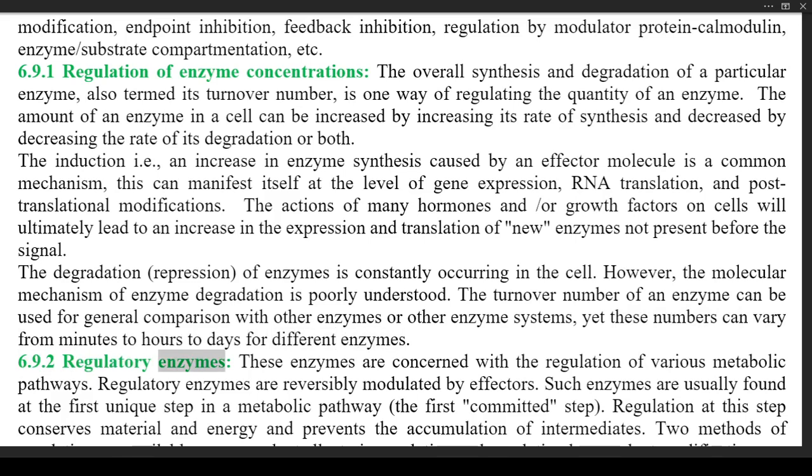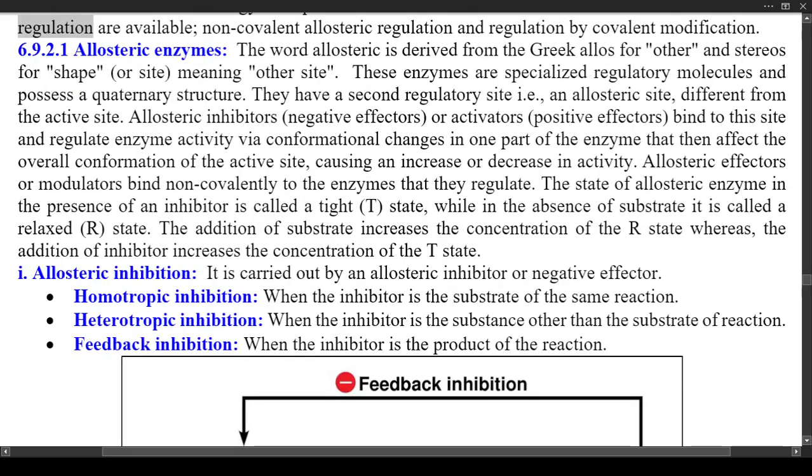6.9.2 Regulatory enzymes. These enzymes are concerned with the regulation of various metabolic pathways. Regulatory enzymes are reversibly modulated by effectors. Such enzymes are usually found at the first unique step in a metabolic pathway, the first committed step. Regulation at this step conserves material and energy and prevents the accumulation of intermediates. Two methods of regulation are available: non-covalent allosteric regulation and regulation by covalent modification.